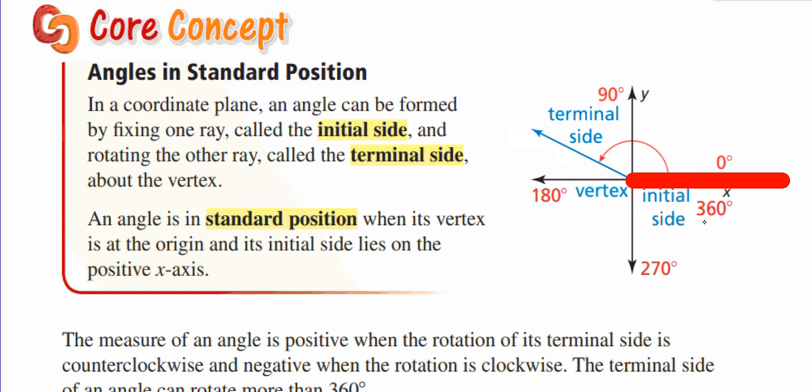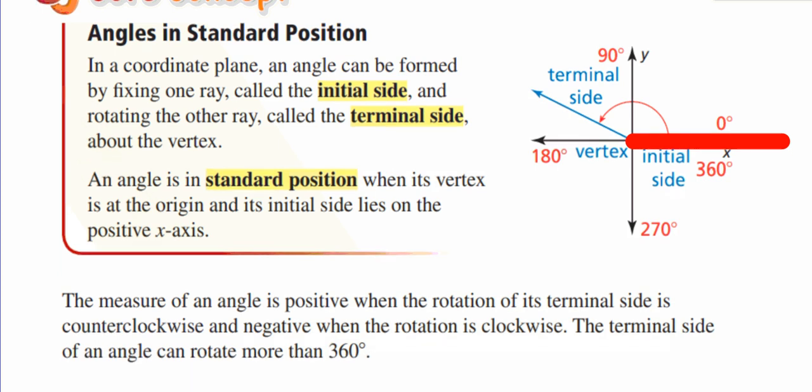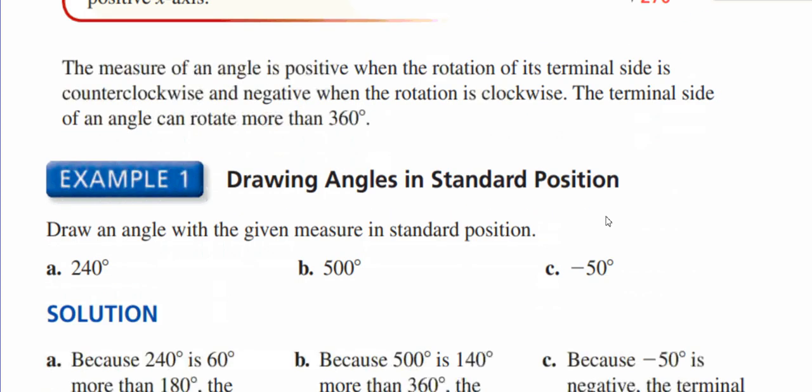All right, so that's what I need you to know about that diagram. Other things you should know, this is 90 degrees, this is 180 degrees, this is 270 degrees, and if we went all the way around, we'd be going 360 degrees all the way around the circle.